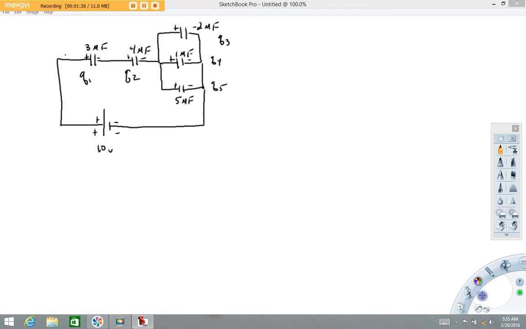I'm going to go right now and just erase this 2 and just call it Q1 now. Whoops, except get that in my pen color there.